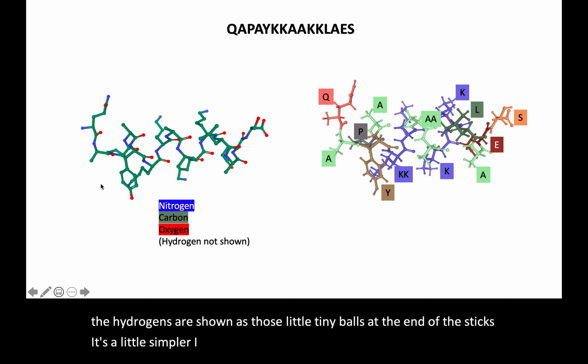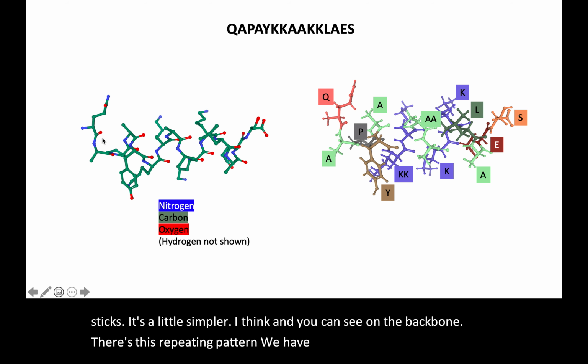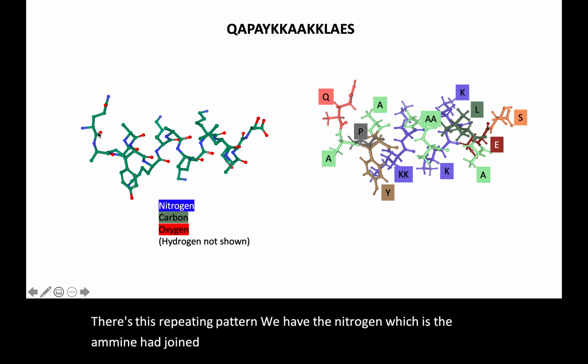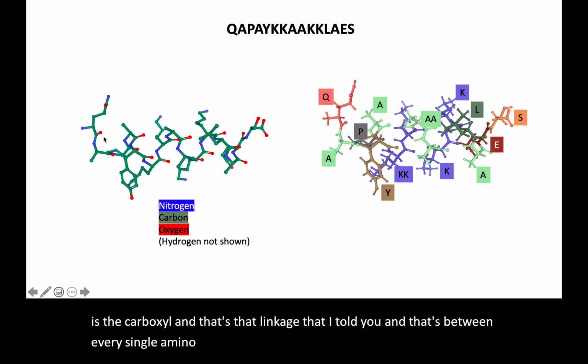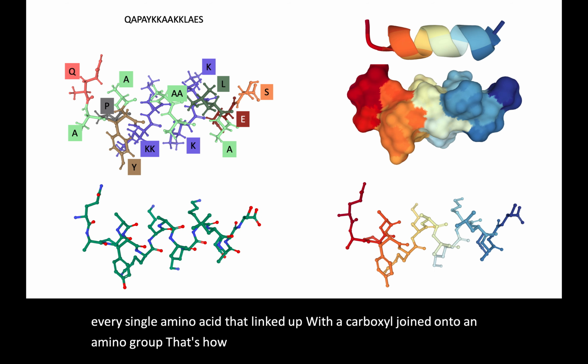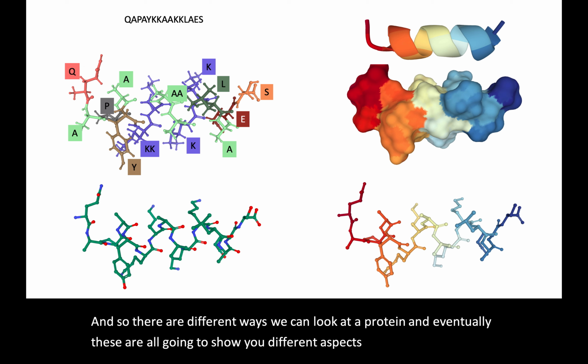And you can see on the backbone there's this repeating pattern where you have the nitrogen, which is the amine, joined onto this double bonded oxygen on a carbon, which is the carboxyl. And that's that linkage that I told you. And that's between every single amino acid. They're linked up with a carboxyl joined onto an amino group. That's how protein works. And so there are different ways we can look at a protein, and they'll show you different aspects of it, but they all kind of mean the same thing.